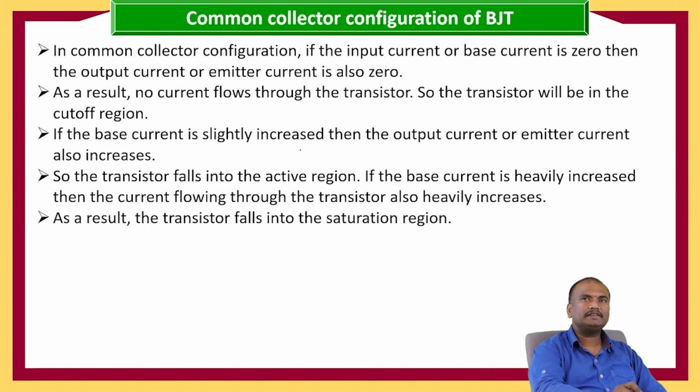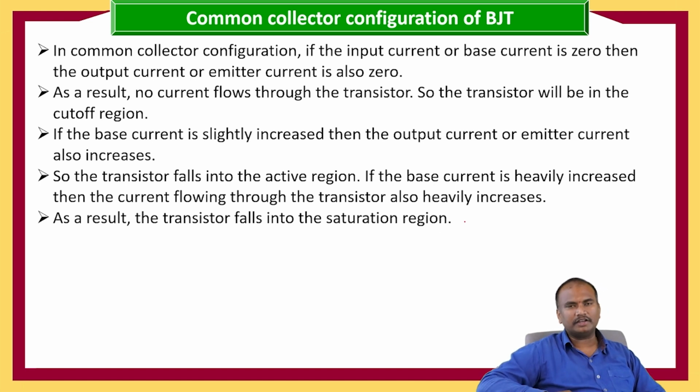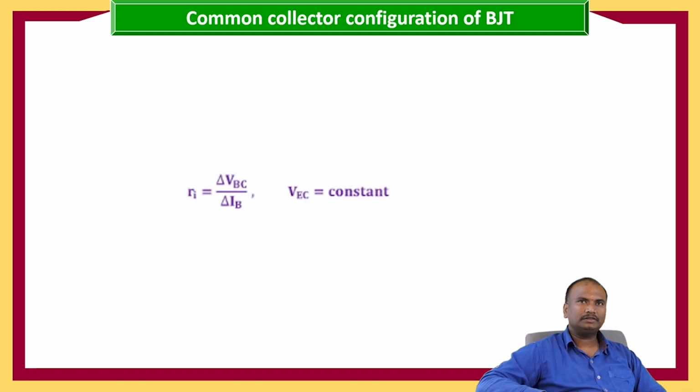If the base current is slightly increased, then the output current or emitter current also increases. So the transistor falls into the active region. If the base current is heavily increased, then the current flowing through the transistor also heavily increases. As a result, the transistor will fall into the saturation region.